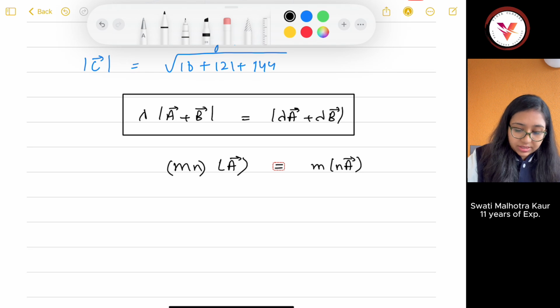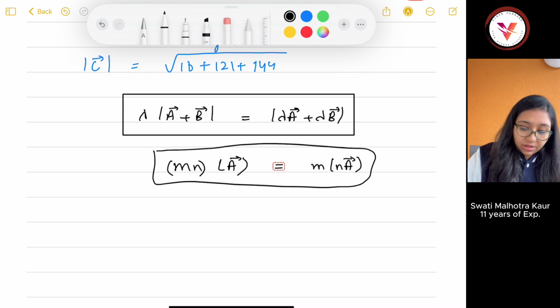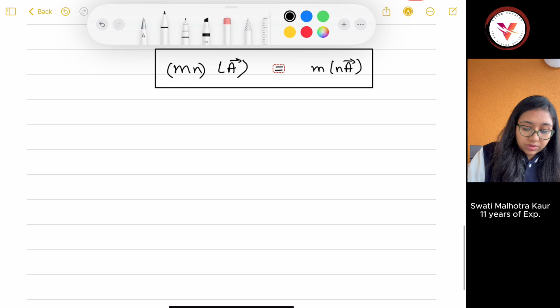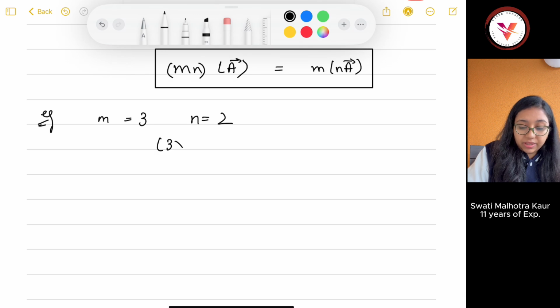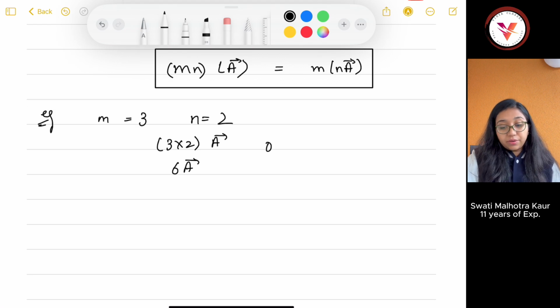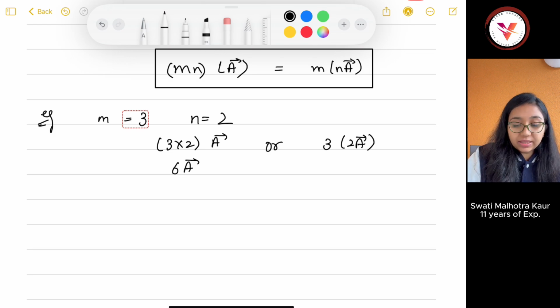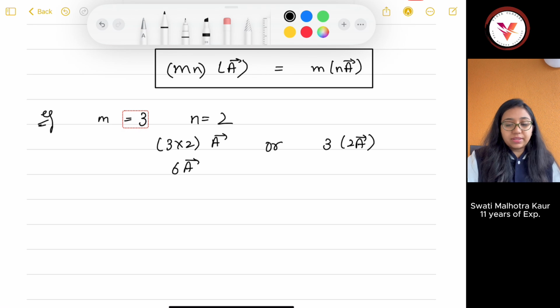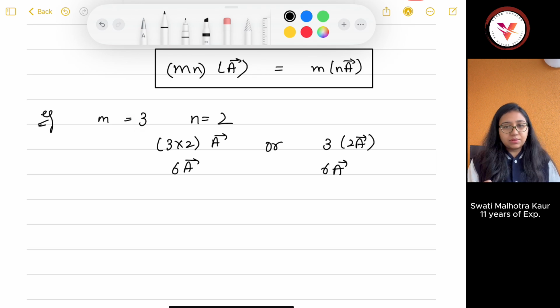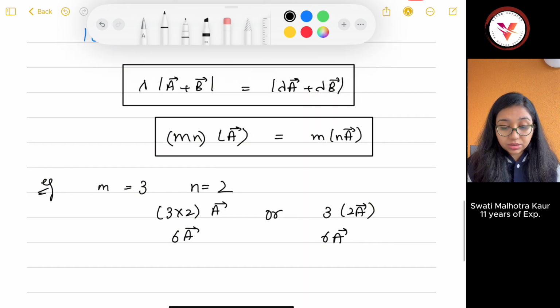It's basic logic. For example, if it is like 3 into 2, let's say m is 3, n is 2, then you can simply do 3 into 2 and then multiply by a vector, that is 6 into a vector. Or first you can multiply 2 with a vector, meaning you multiply 2 with each component of the vector, and then 3. You will get the same. Eventually, it's basic understanding. Okay, so that is the multiplication thing.